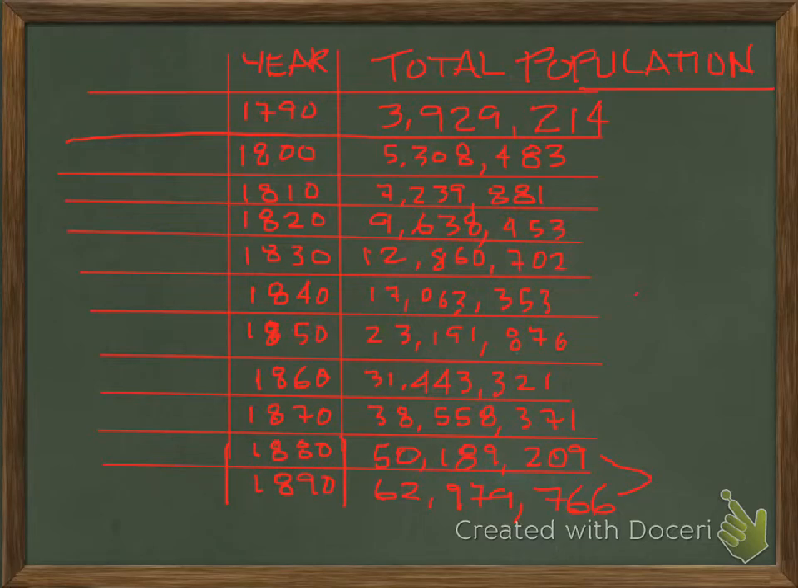So 62,979,766 divided by 50,189,209. Aren't you glad you have a calculator? So I'm going to pause the video and let you do all of these divisions. Please round your answer to 2 decimal places. And so I'll hang up and listen.